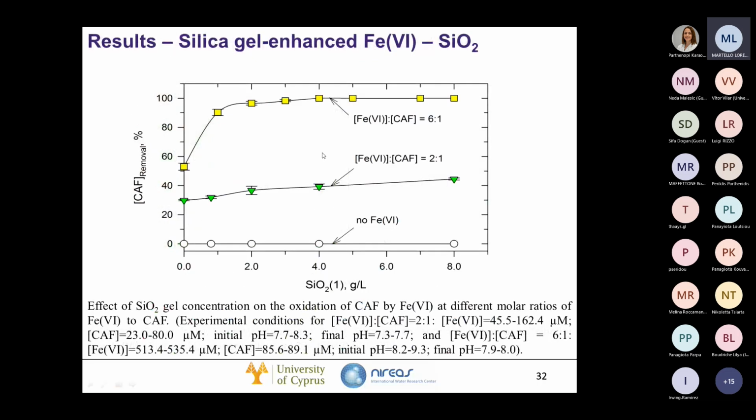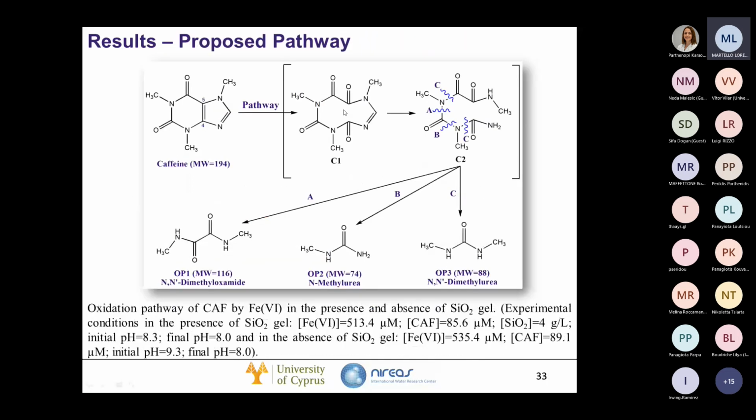Here is one of the figures of this work, where we studied different concentrations of this solid material, and we could see that with 1 or 2 grams per liter, we could get significant enhancement of the decomposition of this model compound. Doing control experiments with silica alone, we could prove that there is a synergistic effect between silica and iron 6. At that time, that was the first activation method of iron 6 using a solid material. In that case, we went through some identification of oxidation products and reaction pathways.